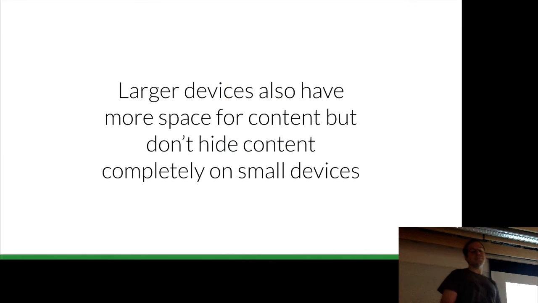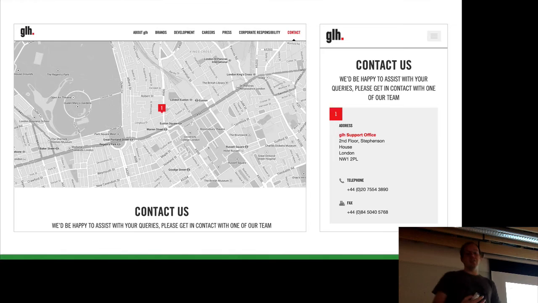Large devices also have more space for content, but you shouldn't be hiding content completely. This means in particular on small devices, we shouldn't hide content because there's not enough space. An example of this is the GLH site, where we have this big bold map on large devices, but simply the address on small devices. What they could have done is had a thumbnail of that map next to the address, which when clicking on it would show a bigger map or take you out to your Maps app.